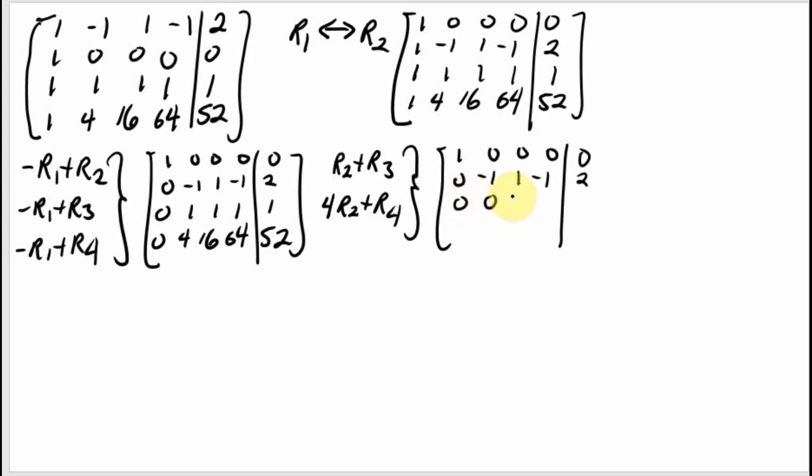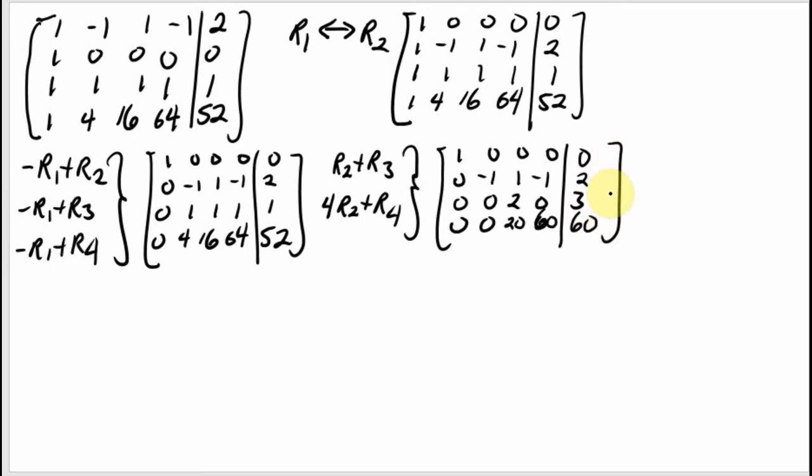So this becomes a 0, this is 2, 0, and a 3. This becomes a 0, a 0. So we're saying 4 times row 2 plus row 4. So this is 4 plus 16 is 20. And then 4 times negative 1 is negative 4 plus 64 is just 60. And then 4 times 2 is 8. And then that 8 plus the 52 is 60.